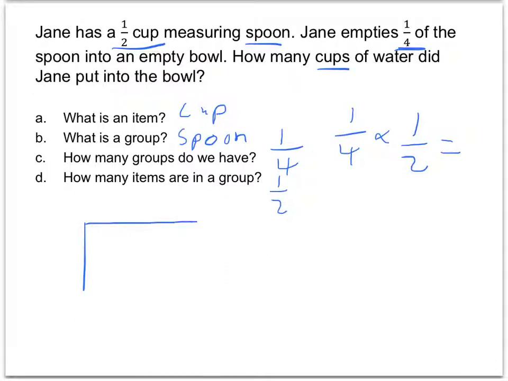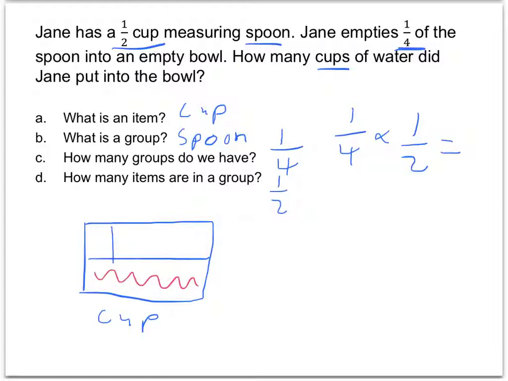Well, let's draw a picture here to try to reason through this. So let's draw a picture of our whole, or an item, which is a cup. And then we've got a half of a cup that's in our measuring spoon. So that piece right there represents our half cup measuring spoon. And now we're going to empty a quarter of that spoon into the empty bowl. So quarter means that we're going to divide things up into 4 pieces, and then we're going to select one of those pieces. So this piece right here is what we're going to put into the bowl.